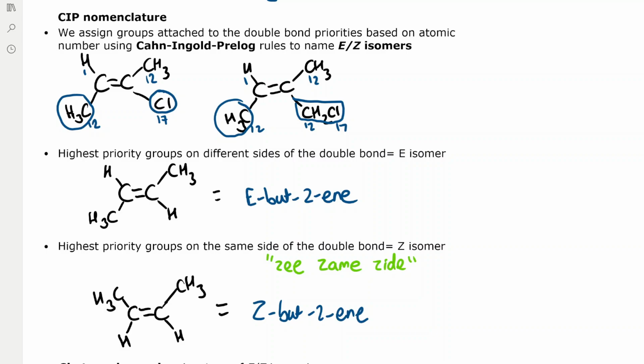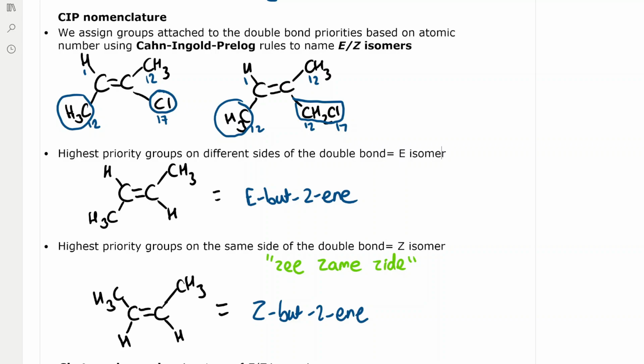So for example, in this molecule on the left, on the left of the molecule, we have hydrogen attached, so that's the first atom, which has an atomic number of 1, and a carbon attached, which has an atomic number of 12. So that automatically means that we must prioritize the methyl group on the left. And then on the right, the first atom attached on top is the carbon atom, which has atomic number 12. And the chlorine on the bottom is the first atom attached, which is 17, so that has higher priority.